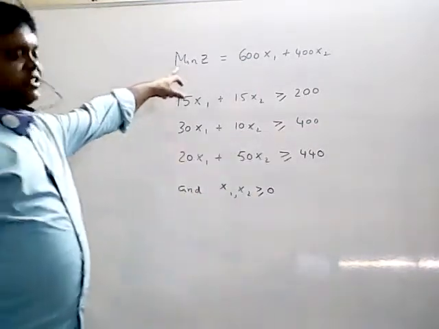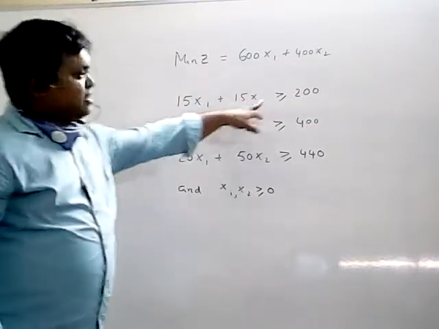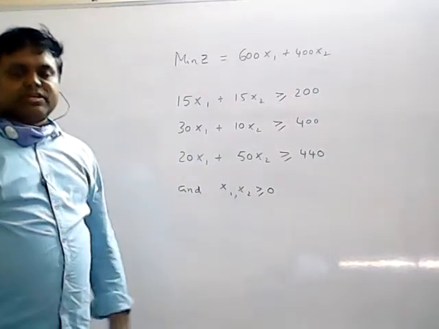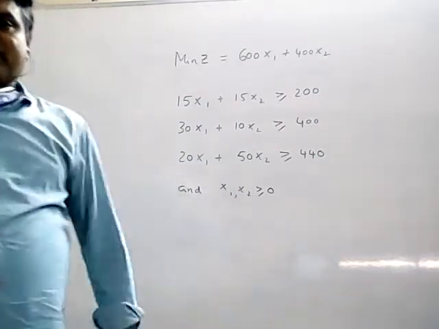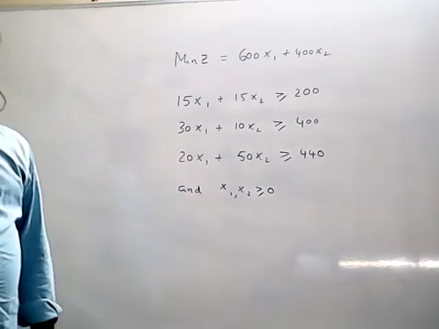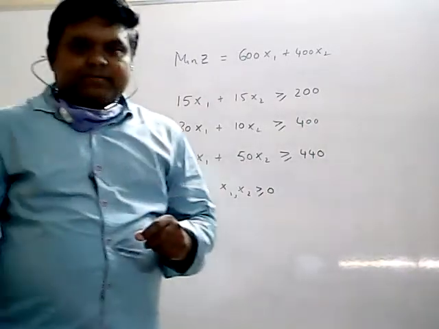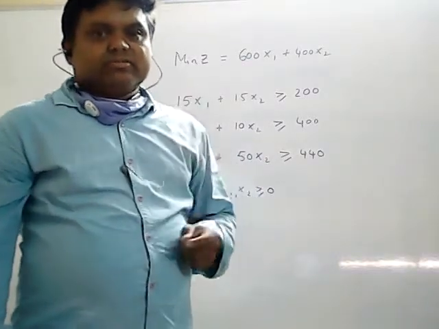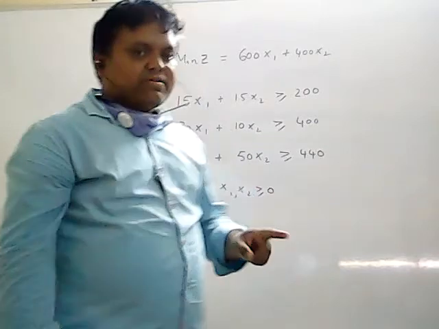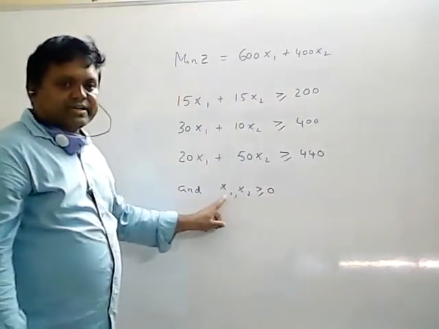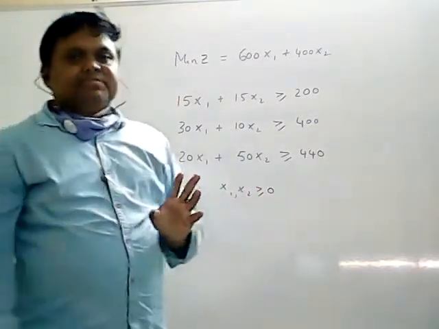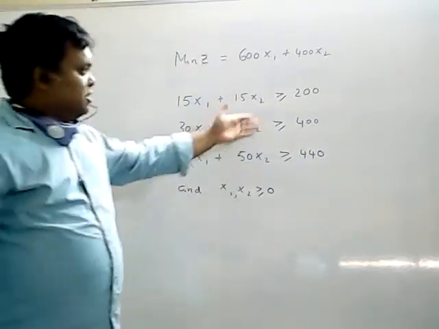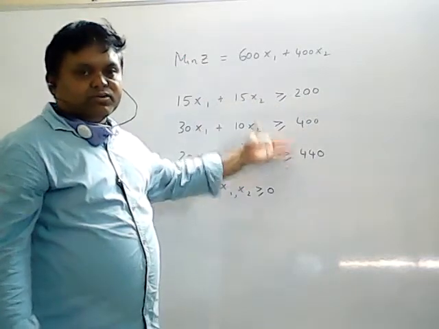The objective function is minimization, the constraints are greater than or equal to type. Can this problem be solved by the graphical method or not? You have to check. To apply the graphical method, only 2 decision variables should be there in the problem. X1, x2 means only 2 decision variables are there, so this LP can be solved by the graphical method. No equality type constraints are there, so you can solve.